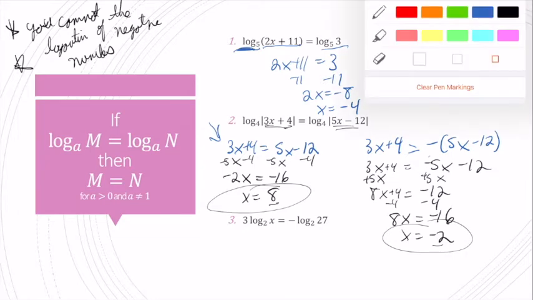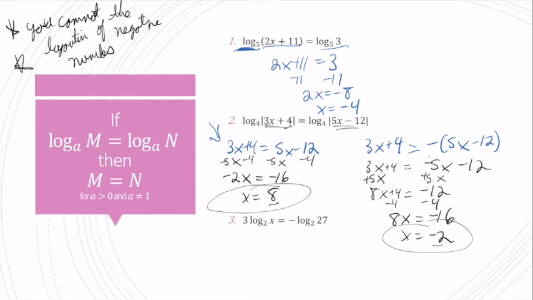Our final example, I'm going to switch to orange because that's a happy color. I have 3 log base 2 of x equals negative log base 2 of 27. So what I'm going to have to do, in order to get these in the same log base a of m form, is take these constants and turn them back into exponents. Remember, that's one of our rules for logarithms: if I have an exponent, I can move it to the front. So now I have log base 2 of x cubed equals log base 2 of 27 to the negative 1.